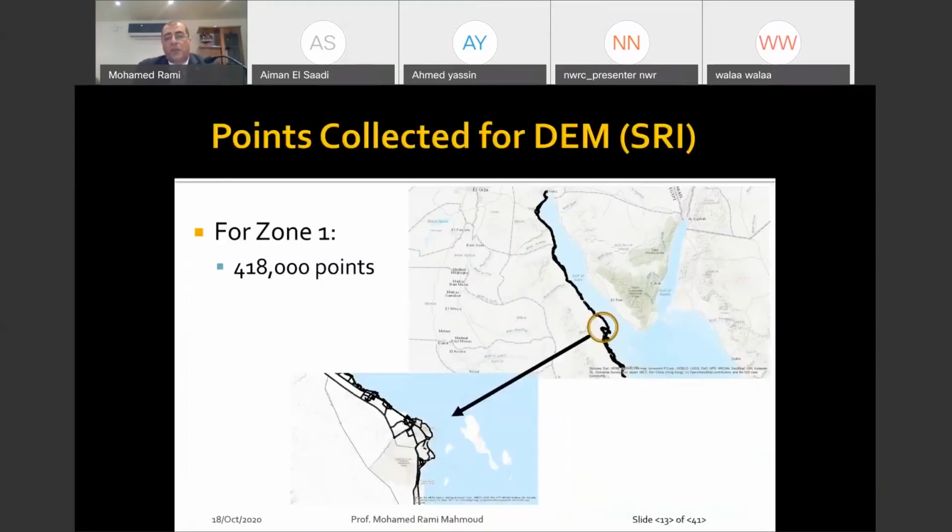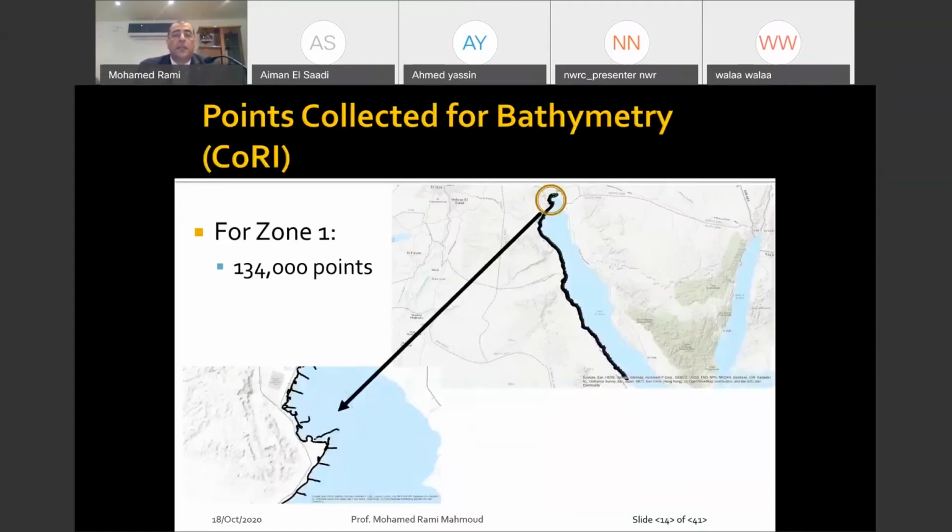Actually, most institutes did a lot of work in this area. As an example, the Survey Research Institute, in zone number 1 only, collected 480,000 points for elevation, which are going to be used for the digital elevation model. The Coastal Research Institute actually did a great job in most of the zones. For zone number 1 only, they collected 135 points to make the bathymetry for this area.